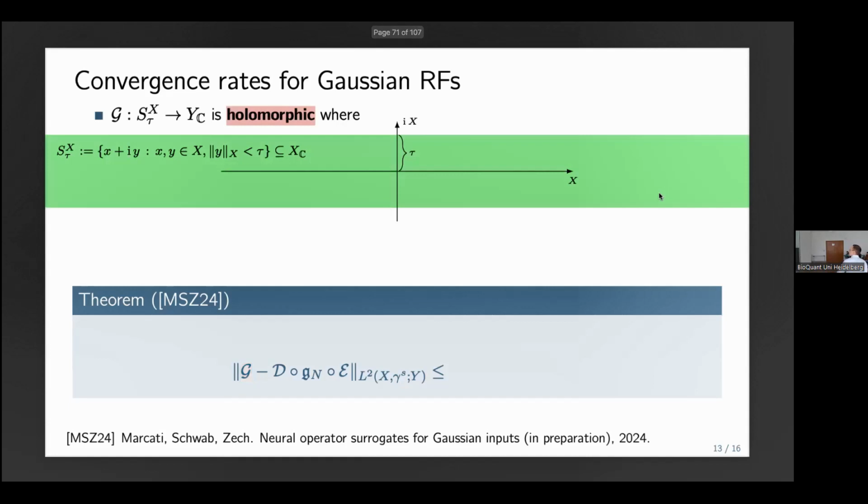In order to prove a convergence rate, we again have two assumptions mimicking the assumptions that I had in the first part. The first one is that G should be a holomorphic map. In this case, it should be holomorphic on this strip in the complexified Hilbert space. On the x-axis, you see the real Hilbert space X. On the y-axis, you have i times X. Therefore, this whole thing here is the complexified Hilbert space. What I assume is that this G, from this strip of width 2 tau into the complexified output space, is complex differentiable.